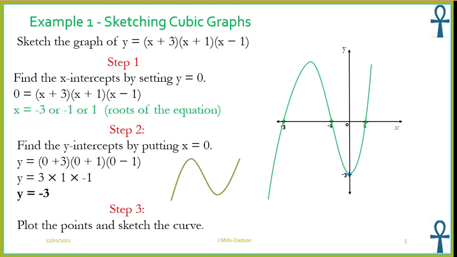So this is what it's going to look like. So that is a graph. So you have your intercept, negative 3. It's a positive graph, so it's up and down and up. Okay. Let's look at another example.